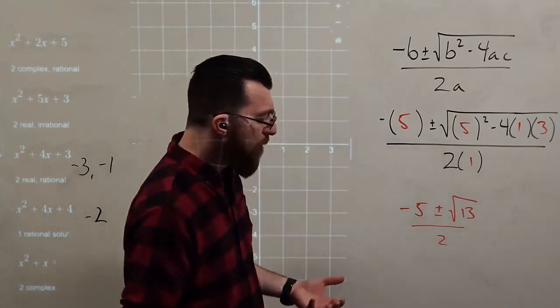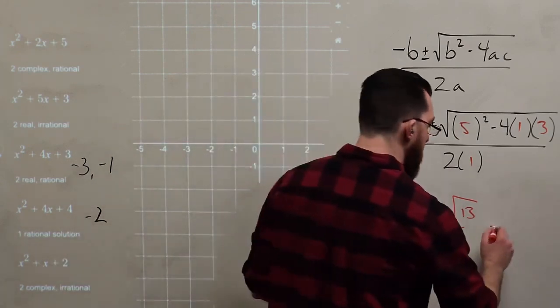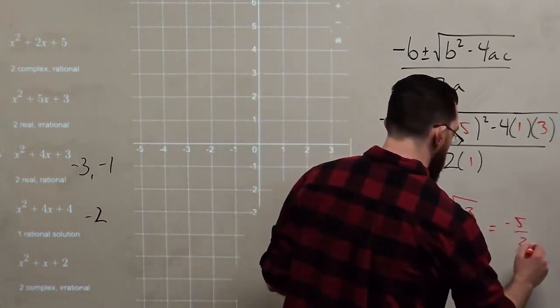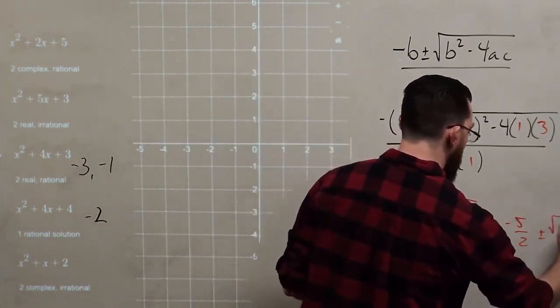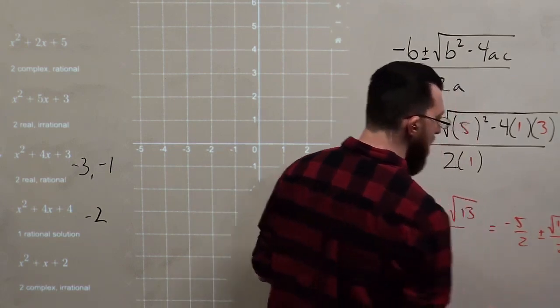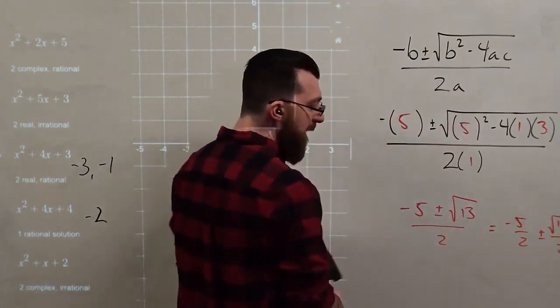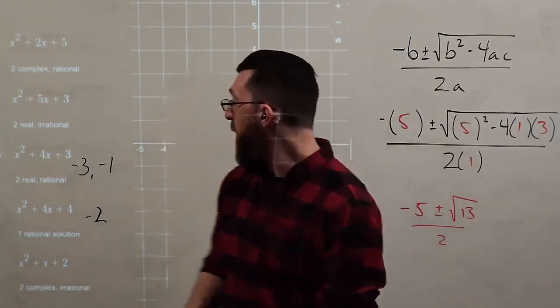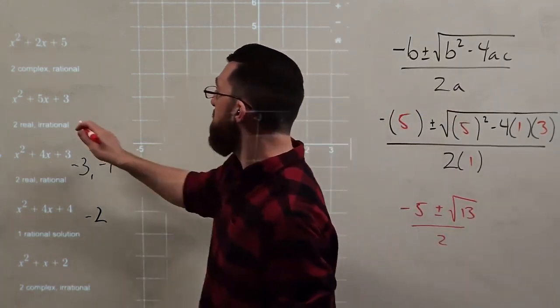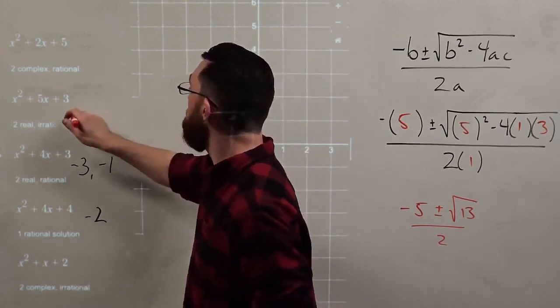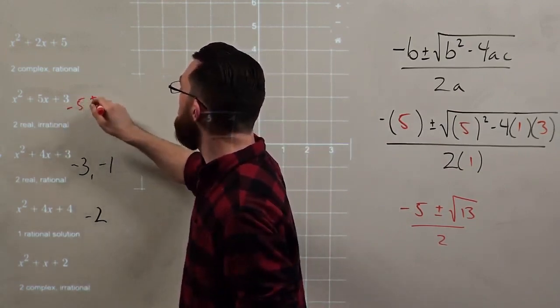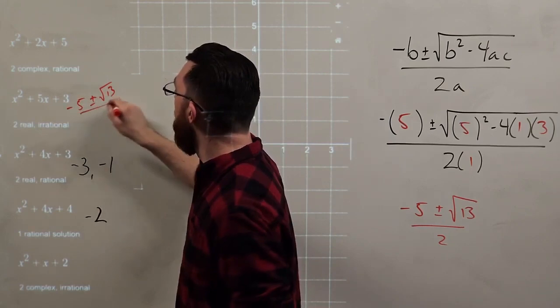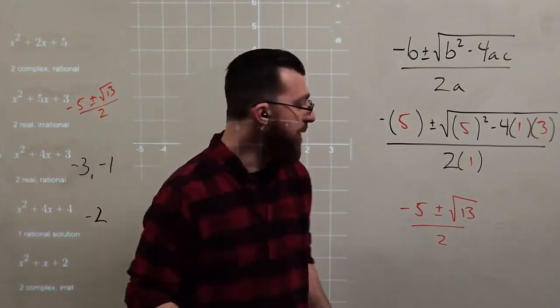I might want to see this written in a different format depending on what textbook you're reading or what teachers teach in the class. But either way, there's your answer. And so I will write that down. This is two real and irrationals, -5 plus or minus the square root of 13, but all of that's over 2.